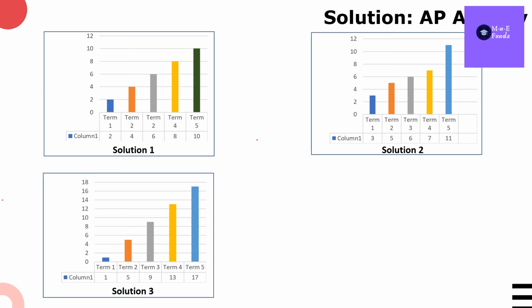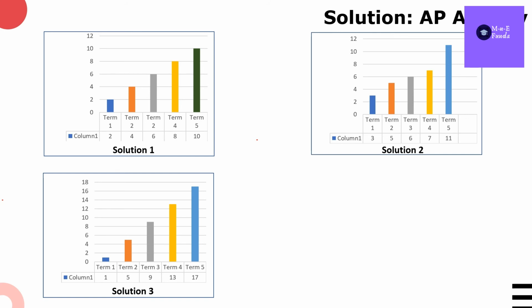Difference between 3 and 5, the first, it is 2. Difference between second term and third term, it is 1. Difference between third and fourth term, it is 1. Difference between fourth and fifth term, it is 4. So there is no constant common difference. So the solution for the second example is not obeying the AP series.